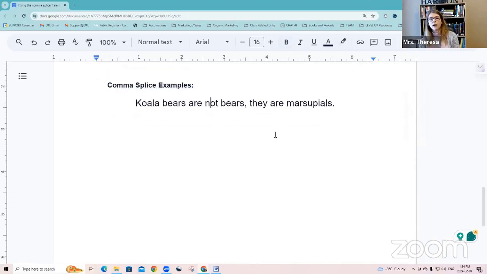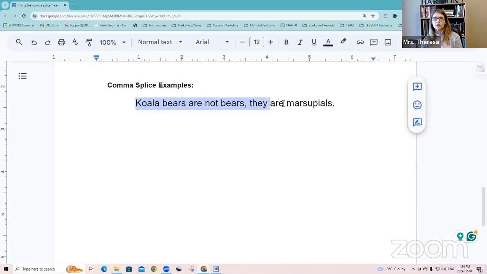Koala bears are not bears, they are marsupials. So first of all, how do we recognize that this is a comma splice error? If you had this in your writing, how would you recognize that it was an error? Any ideas? The first thing I would do, if I didn't know, is mark all the verbs and subjects. So let's mark the verbs in bold and we'll underline the subjects.